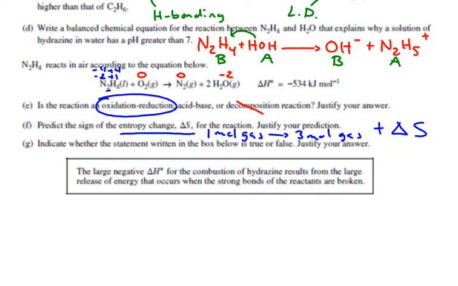The large negative change in H for the combustion of hydrogen results from the large release of energy that occurs when the strong bonds of the reactants are broken. Talk amongst yourselves. This has nothing to do with IMFs. You're talking about H bonding, you are not breaking bonds or breaking forces. You are breaking bonds. You're actually obliterating these compounds and then remaking new things.